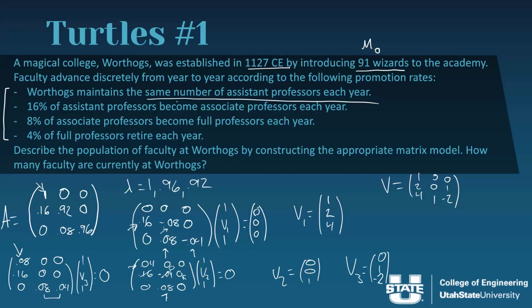Yeah, for sure. So looking back at V2, this is 0. The only way I'm going to get 0 in this equation is if this 0.04 is multiplied by 0. And then the only way I'm going to get 0 in this equation is if 0.08 is multiplied by 0.